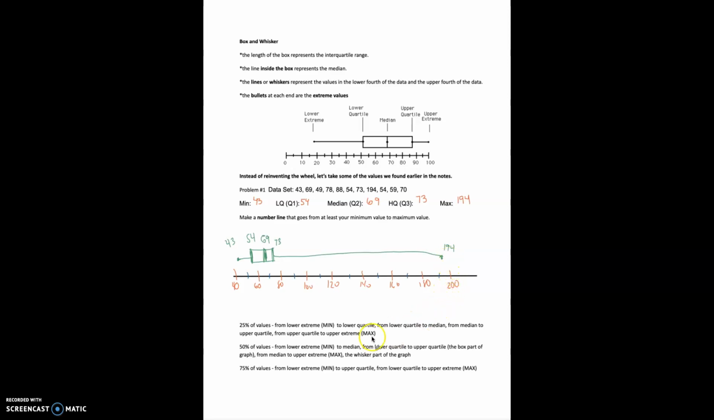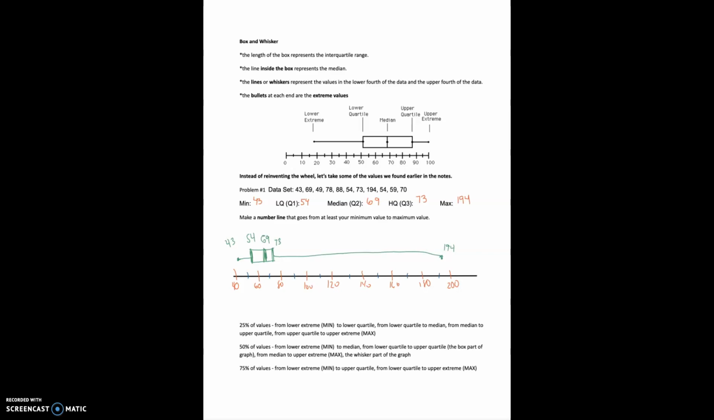And where's 50%? Well, you could put two 25s together. 50% in the box, 50% out of the box on both sides. 50% from the lowest to the median. 50% from the median to the highest. Where's 75%? From your lowest value to your upper quartile. From your lower quartile to your highest value. Because we're just putting 25% together. All right, so those are going to be helpful for some of the questions we'll see later on.